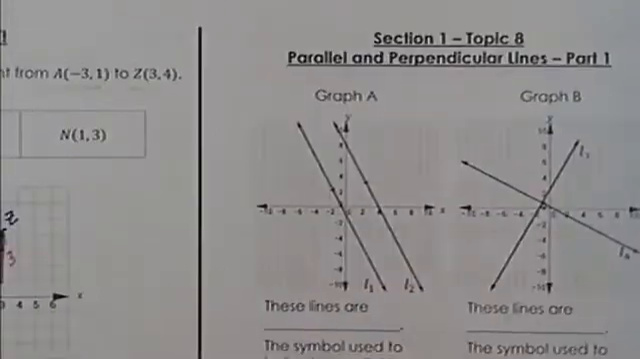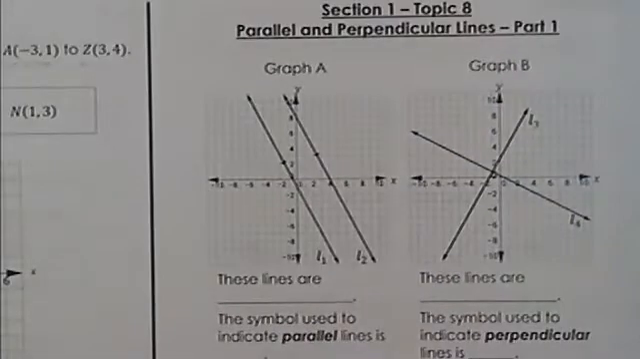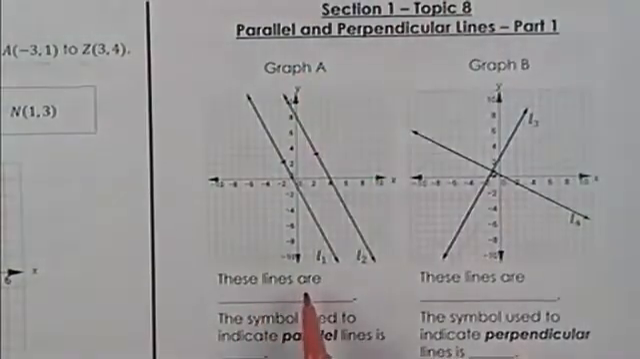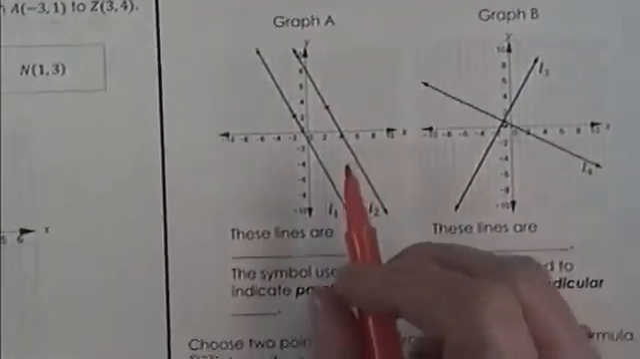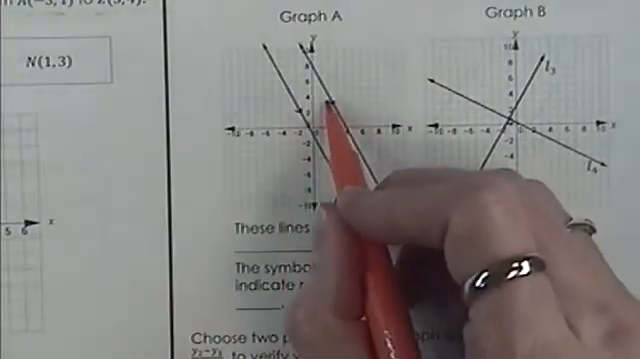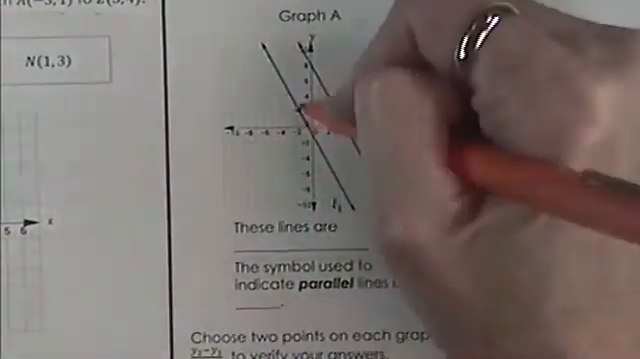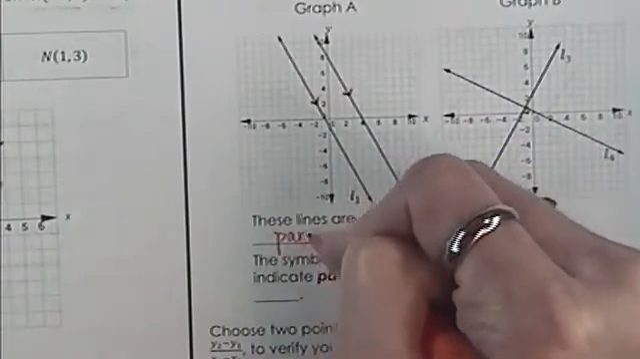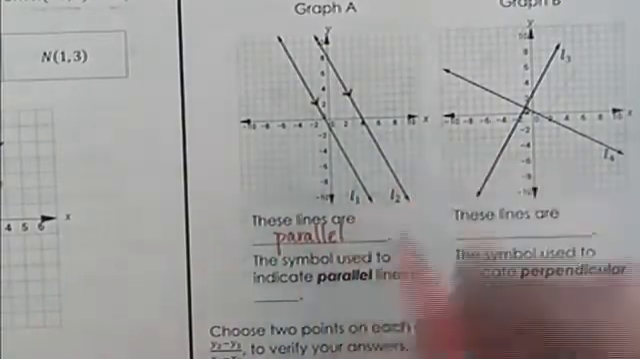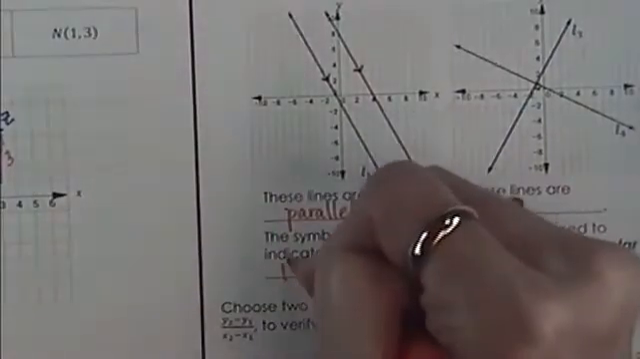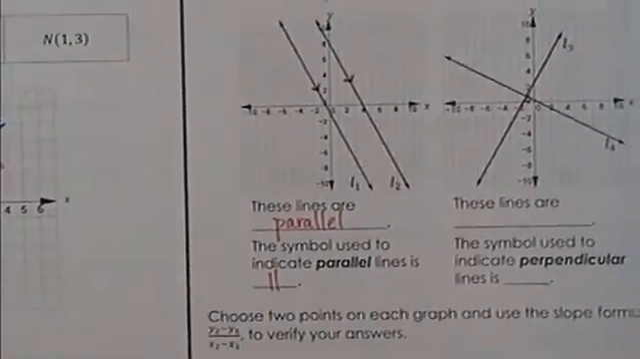Parallel and perpendicular lines. All right, so look at these 2 lines right here. These lines appear to be parallel. Do we know for a fact they are? Yes, see those little symbols right there? Those are our parallel symbols. They look like little arrows going in the same direction. So yes, these lines are parallel. The symbol used to indicate parallel lines, we learned earlier, is that. It looks like parallel lines.